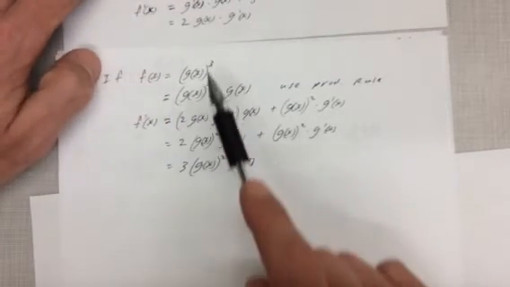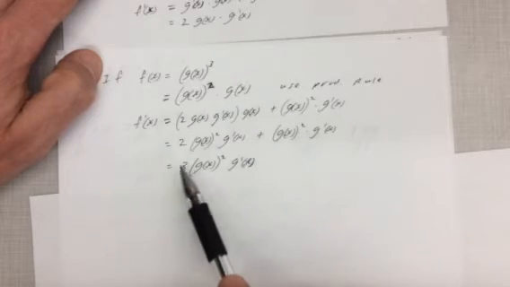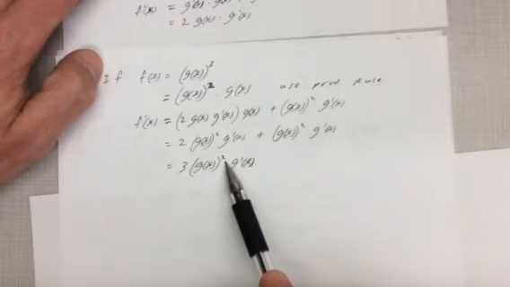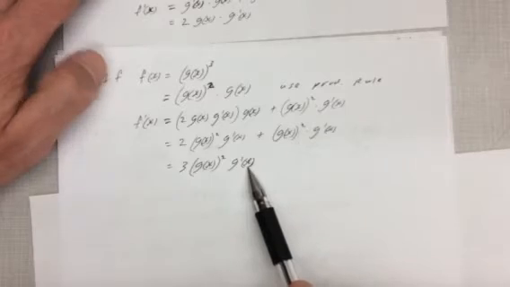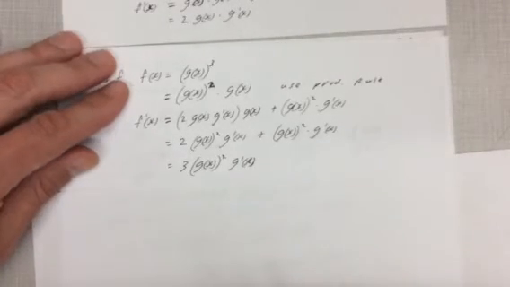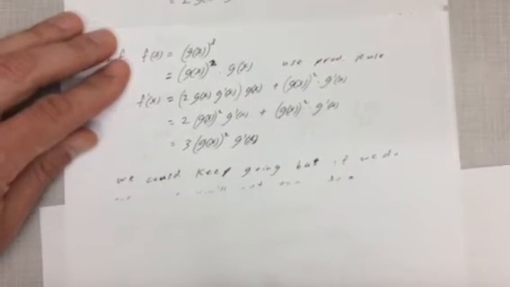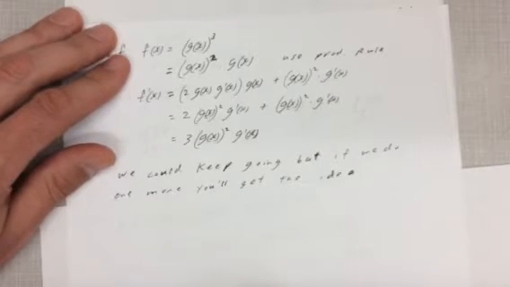So what did we do? Bring the power down, reduce it by 1, multiply by the derivative of the inside. Okay, so that's for 2. Now we could keep going, but if we do one more, you'll get the idea.